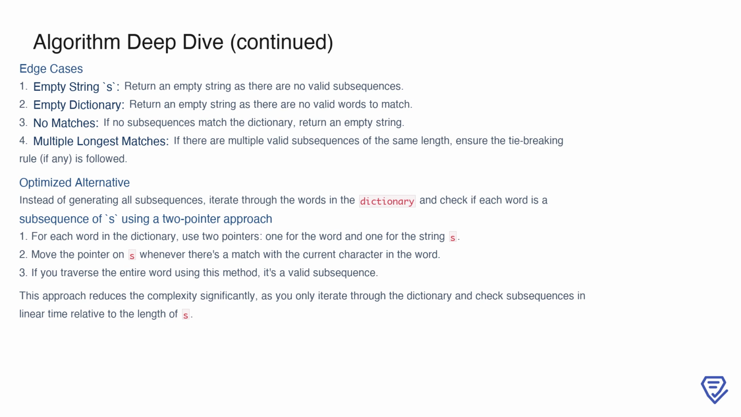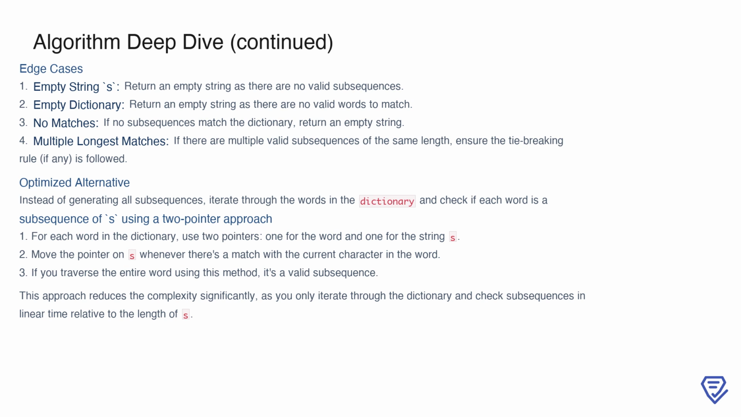Now let's revisit the optimized approach that avoids generating all subsequences. Instead, we iterate through the words in the dictionary and use a 2-pointer technique to check if each word is a subsequence of S. As we traverse the string S, the pointer for the word advances whenever there's a character match. If the pointer for the word reaches the end, the word is a valid subsequence. This method significantly reduces complexity because we only iterate through the dictionary and validate words in linear time relative to the length of S.